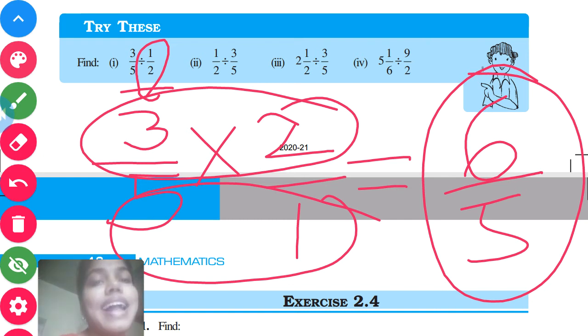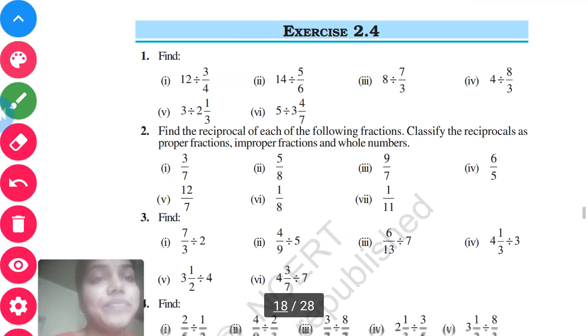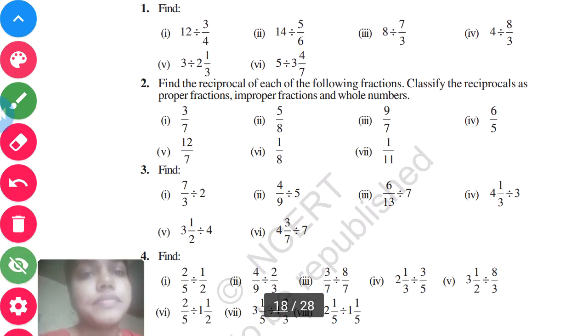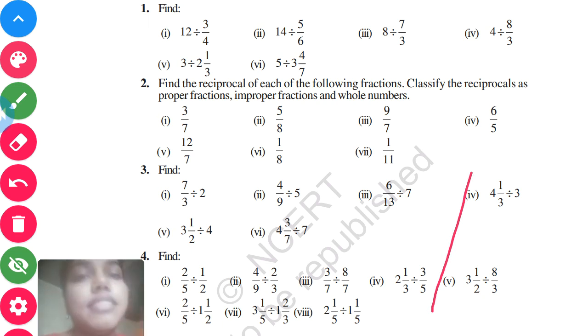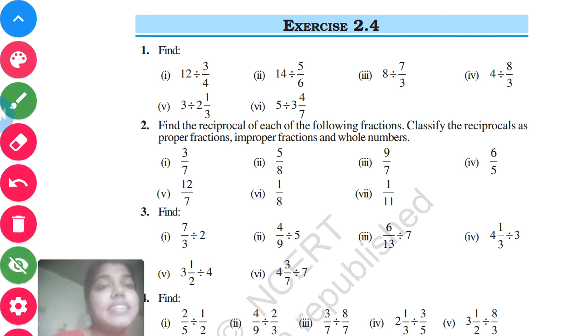Let us just have a glimpse of your exercise so that you will not face any problem. Okay. Now if you just see the first one here, let me explain to you all. It is the same process we have done in the first one: keep, change, flip, and you're going to find the answer.